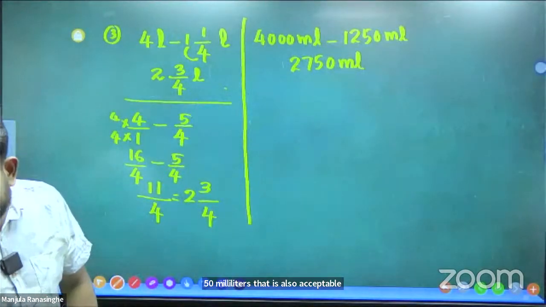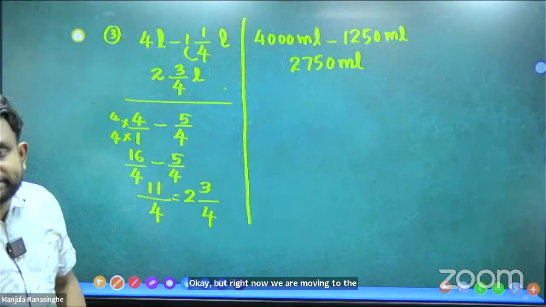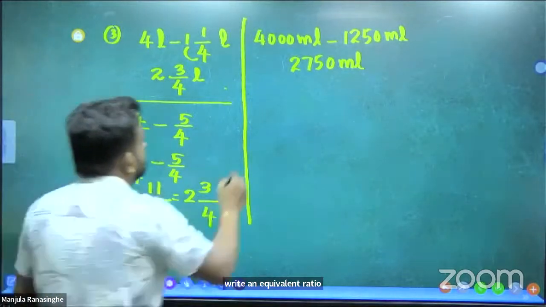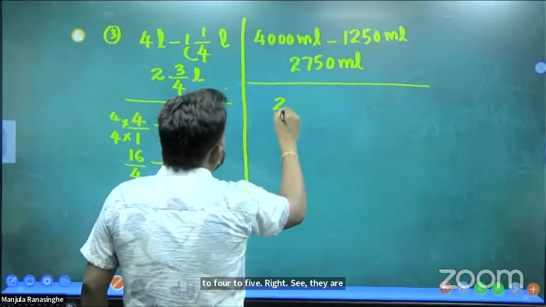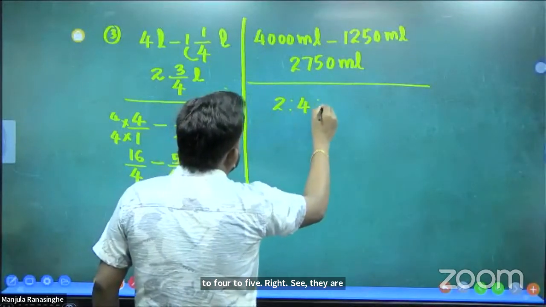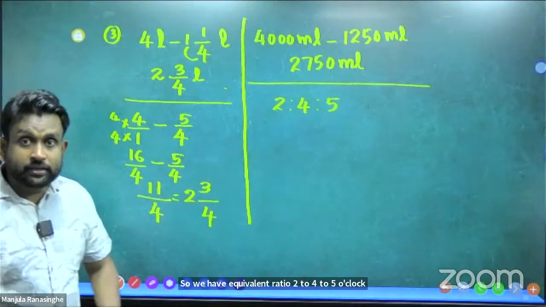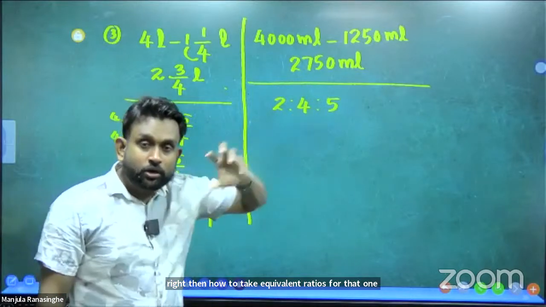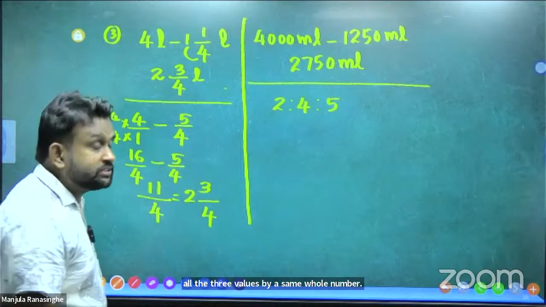Okay, right now we are moving to part B. Write an equivalent ratio to 2 to 4 to 5. Right, see there, we have the ratio 2 to 4 to 5. Then how do we take equivalent ratios for that? You can multiply the ratio by the same whole number, all three values by the same whole number. So I multiply all the terms by 2.